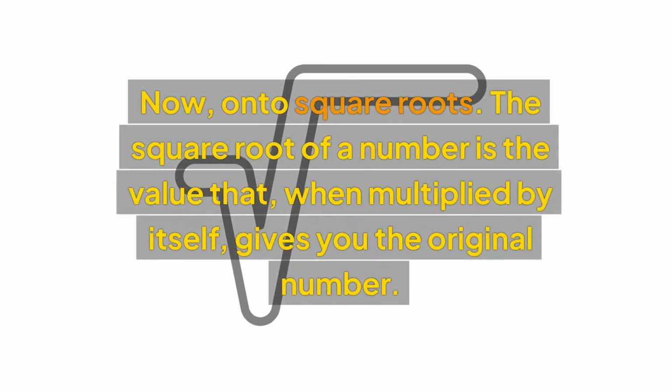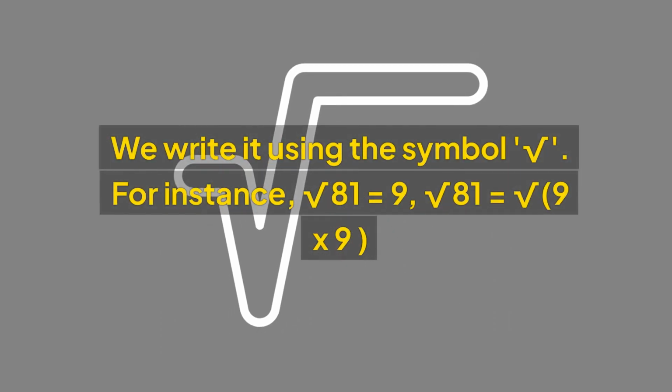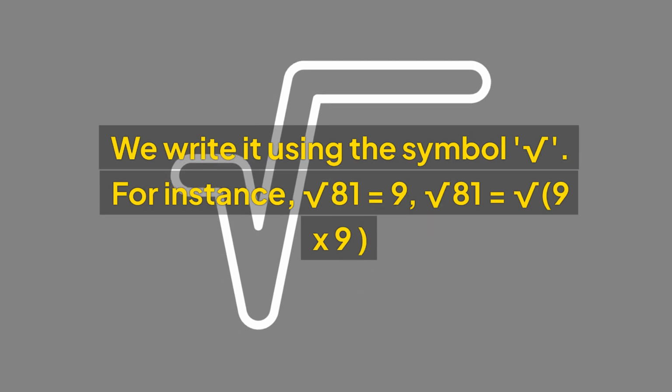Now, onto square roots. The square root of a number is the value that, when multiplied by itself, gives you the original number. We write it using the square root symbol. For instance, square root 81 equals square root 9 into 9, which equals 9.